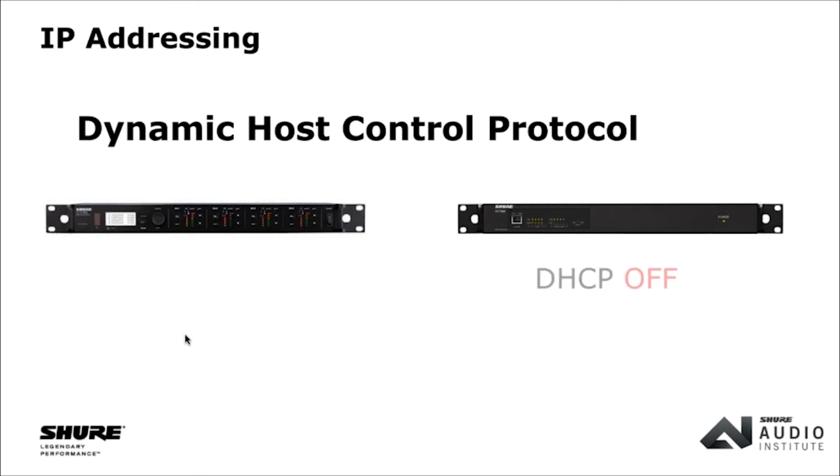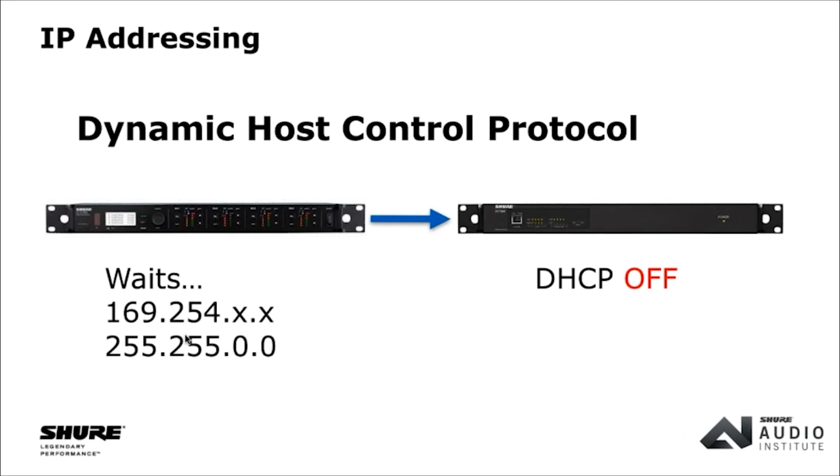Now, let's pretend that your devices are set for DHCP and they're looking to get an IP address, but the DHCP server on your switch or router is off, so it's not currently handing out IP addresses. Well, then what happens? In this case, the device waits, and how long it waits is a little bit unique for a device, but it waits a certain amount of time. Eventually, it says, well, I guess I'm not going to get an address, and it defaults to what's referred to as a link local address.